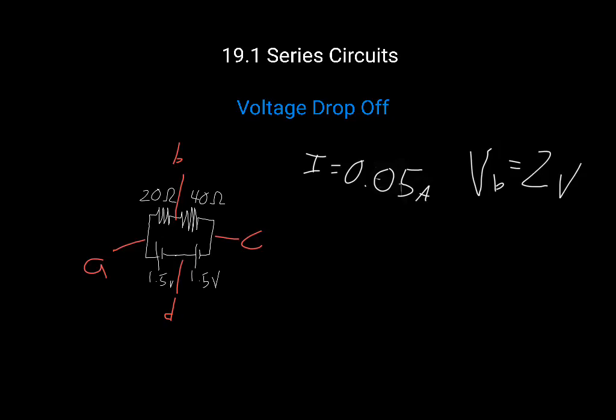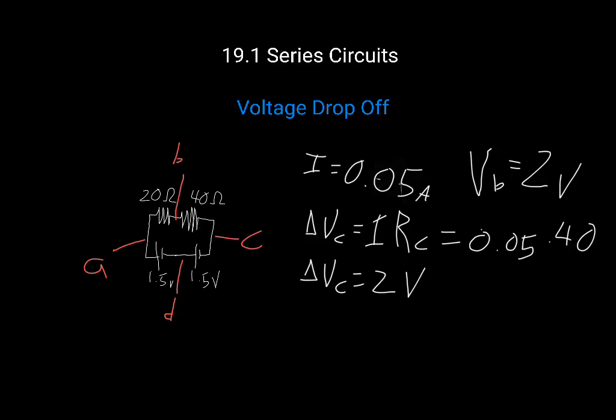So to solve the next part of the circuit, we need to figure out what the voltage drop is across this 40 ohm resistor, what we're going to call delta VC. Remember, V equals IR, so delta VC equals IRC. Plug in what we have for our current and the resistance of our second resistor, and we end up with 0.05 times 40, which gives us a delta VC of 2 volts.